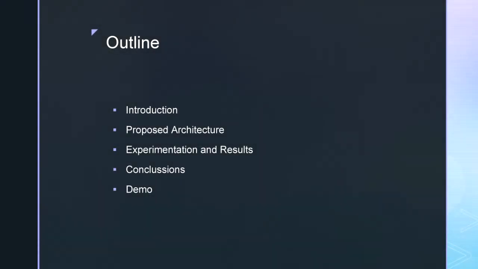As an outline, first I'll show you a brief introduction to what our work consists of, followed by a proposed architecture for the solution, the experimentation and results, and then some conclusions. Finally, we'll show you a demo of the effectiveness of our system.